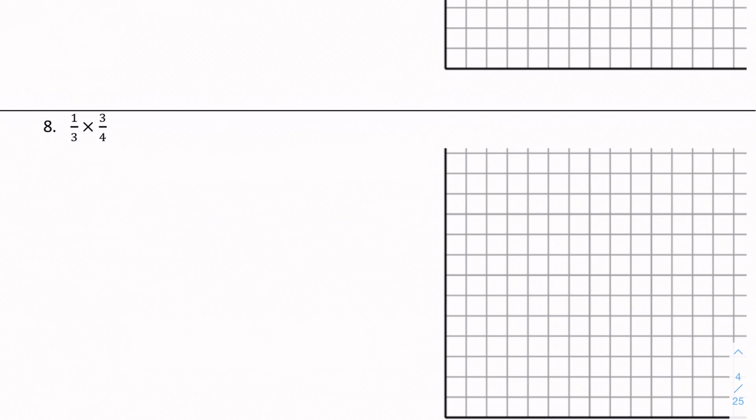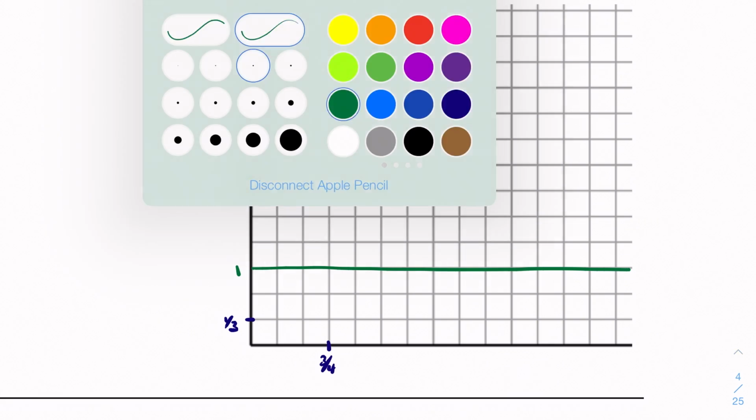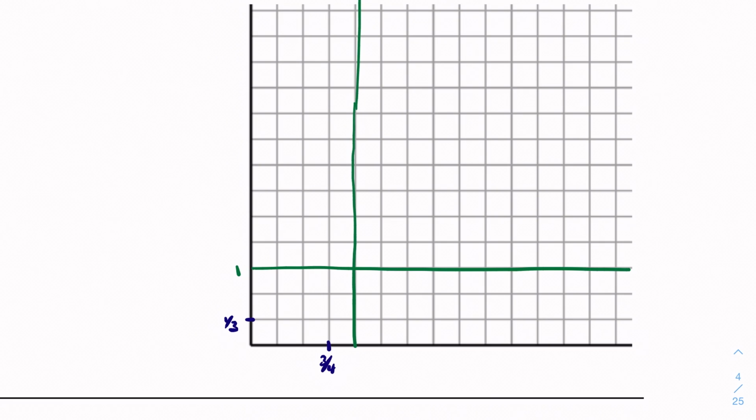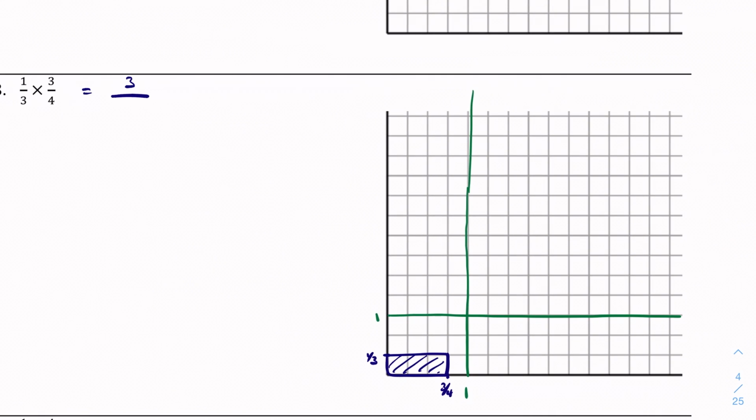Number 8, let's take a look here. So I'm going to use the grid. So 1/3 times 3/4. So 1/3, if that's a third, then this has to be 1. And by 3/4, if this is 3/4, then 1 would have to be here. Okay, so the area we're going to be looking at is going to have 3 pieces. And how many of those pieces do we need to fill the whole? Well, it's 3 rows of 4, so we'll need 12 of them to fill the whole. Okay, remember the whole for the area is this.